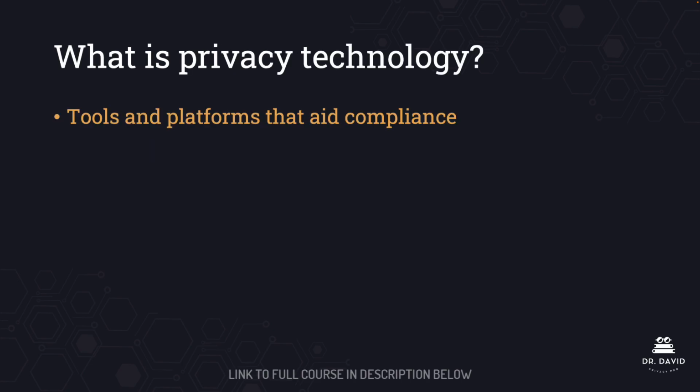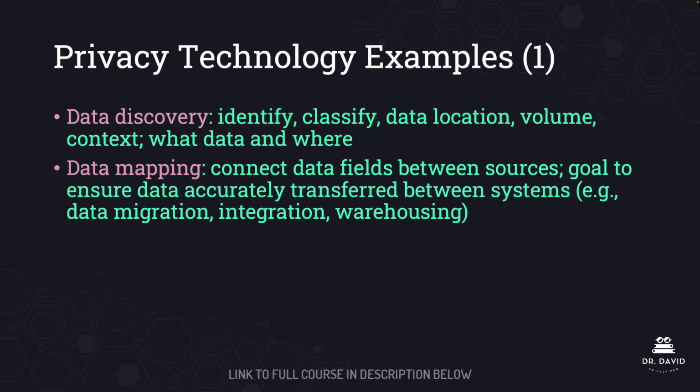So as you would probably imagine, based on the title, privacy technology are tools and platforms that aid compliance. Some examples of privacy technology are data discovery. Data discovery tools can help your organization to identify and classify data, as well as identify the data's location, its volume, and context. In short, data discovery tells you what data your organization has and where it is.